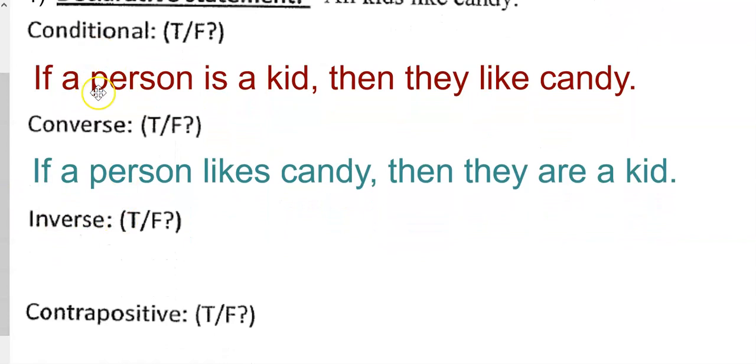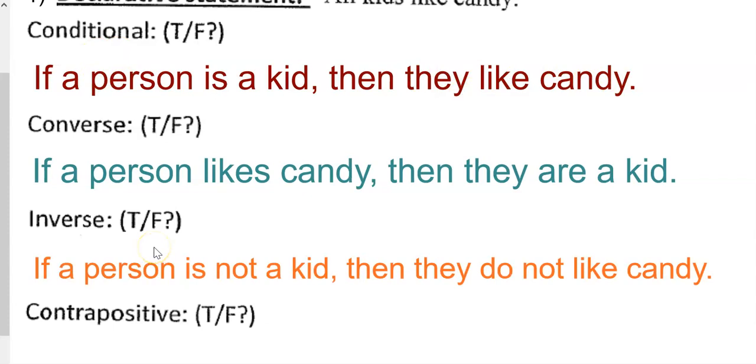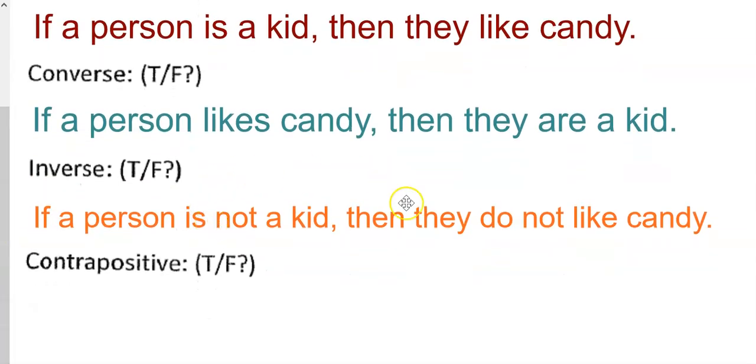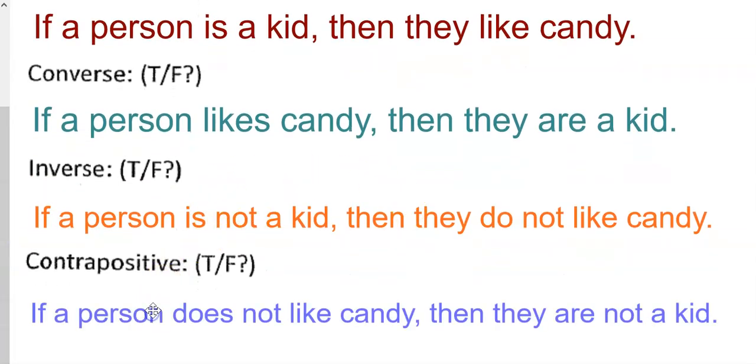Okay, so here's the inverse. The inverse is the negation of the hypothesis and of the conclusion. So if a person is not a kid, then they do not like candy. And then the contrapositive is the reverse of the inverse. If a person does not like candy, then they are not a kid. Okay? So again, that is kind of the format of how we go through converse, inverse, contrapositive of a conditional statement.